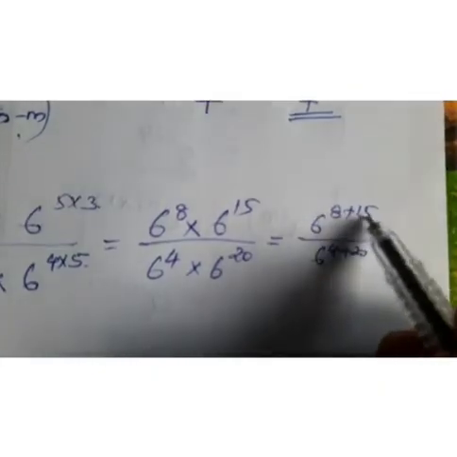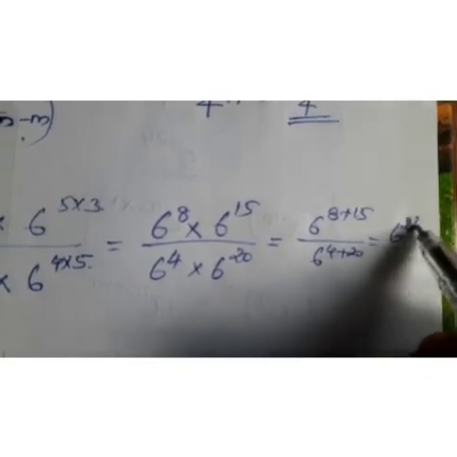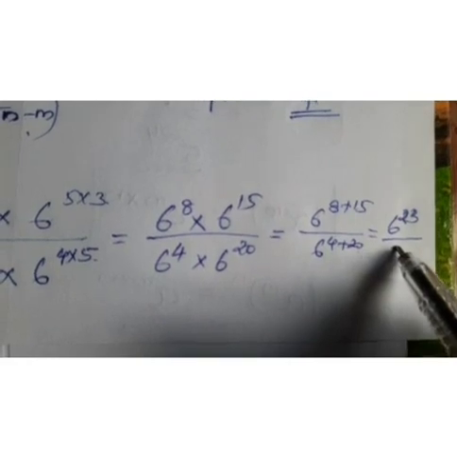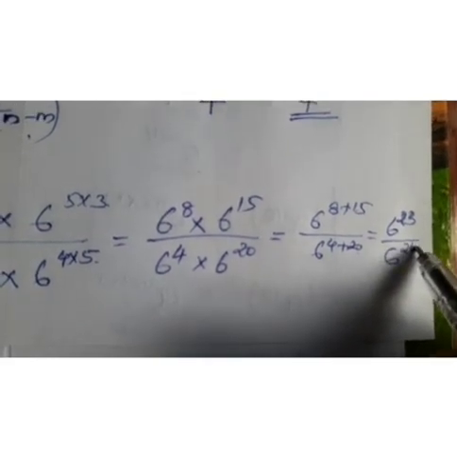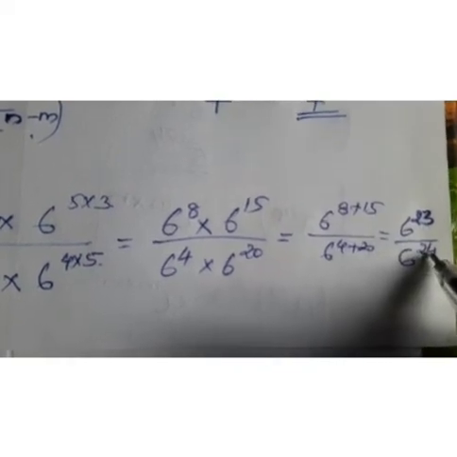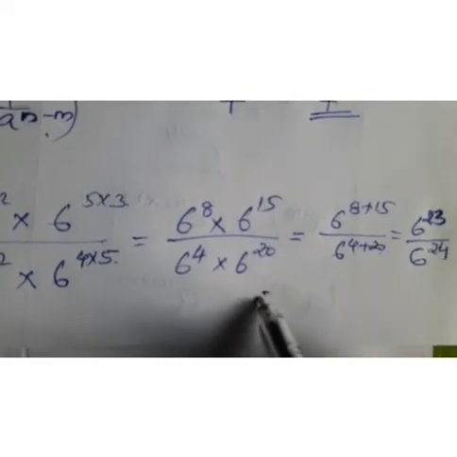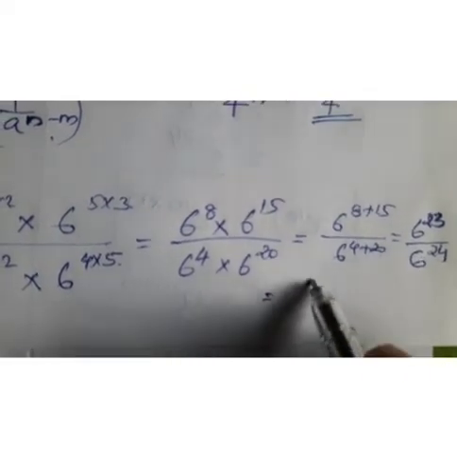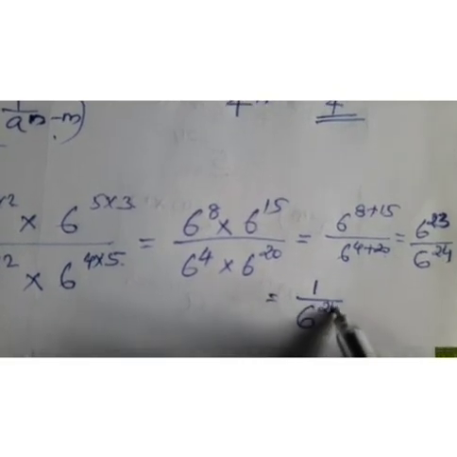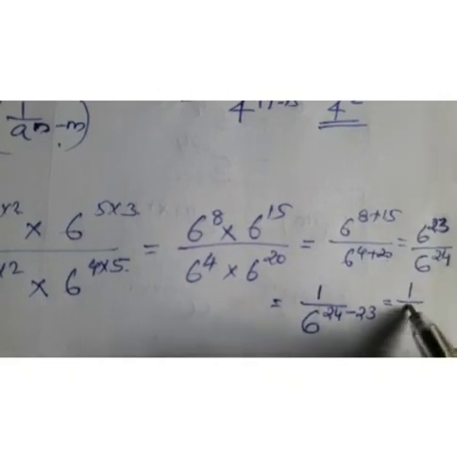How much you will get? 8 plus 15 is 6 raised to 23. 20 plus 4 is 6 raised to 24. Here the upper number is lower and this one is higher number. So take the reciprocal. So the answer we are getting is 1 by 6 raised to 24 minus 23. How much? 1 by 6.